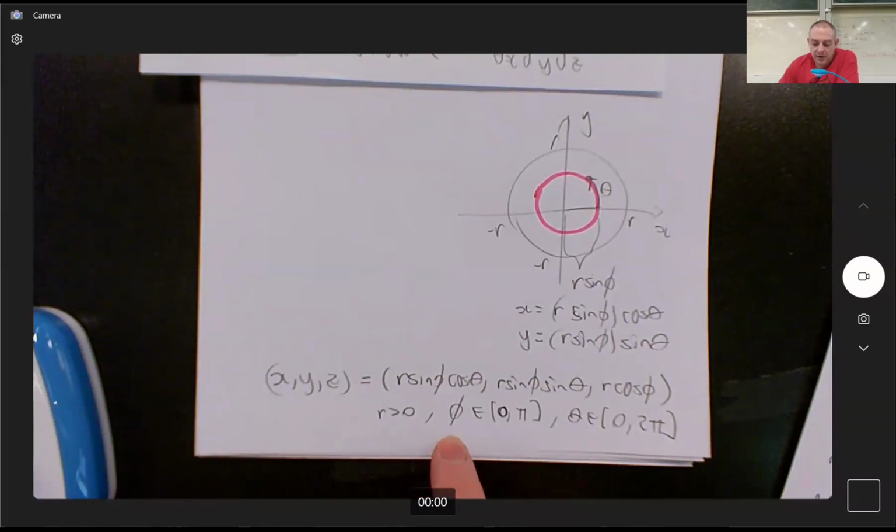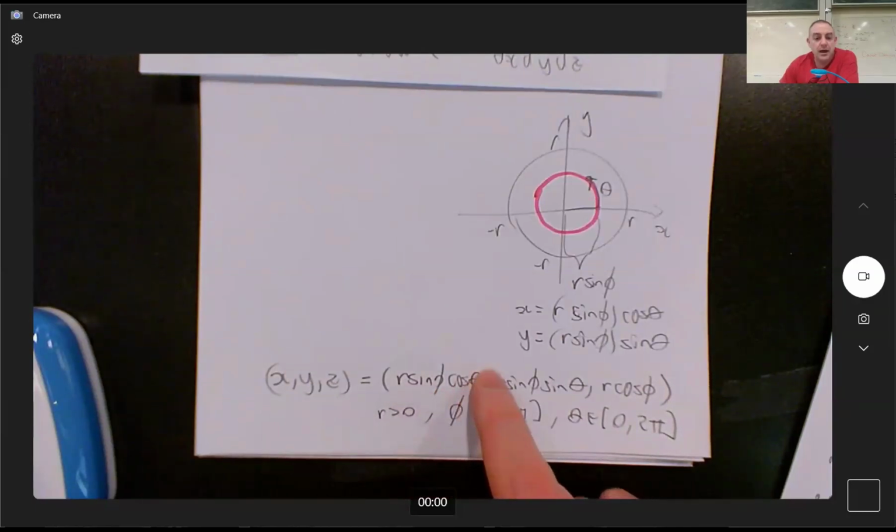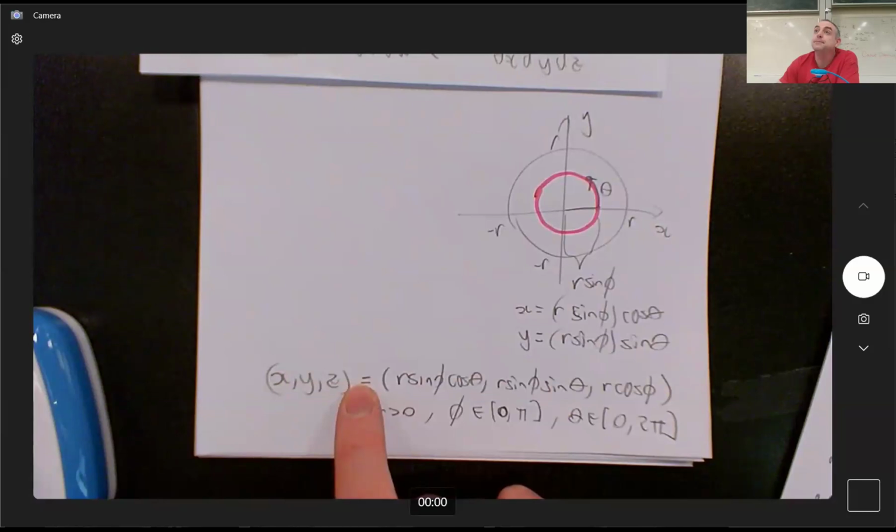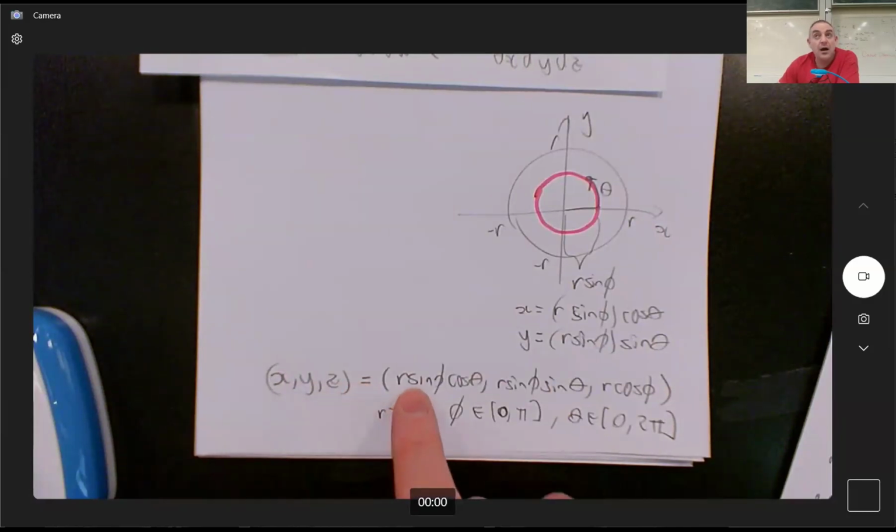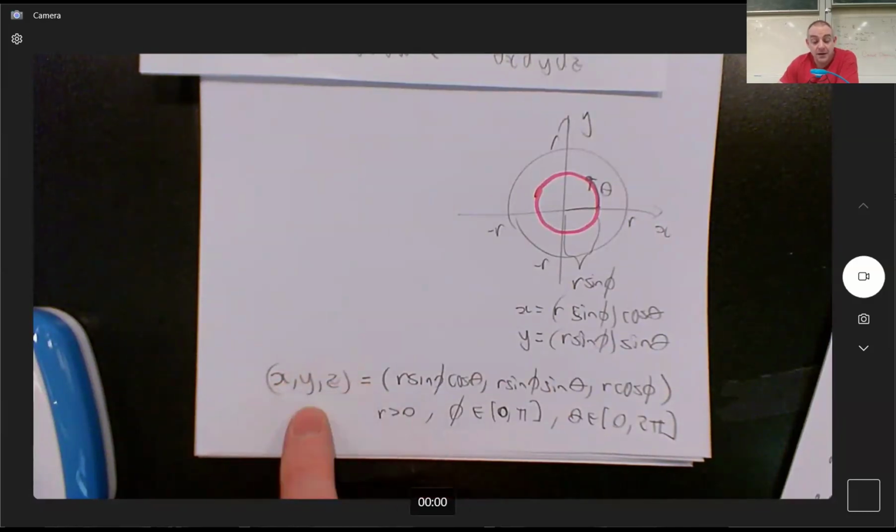And what it tells us is that based on an r and a phi and a theta, we can locate an x and a y and a z. And if we move the r, then the x and the y and the z will all change. And if we move the phi, then the x, y, and the z will all change. And if we move the theta, then the x and the y will change, but the z will stay the same, because it doesn't have theta in it.